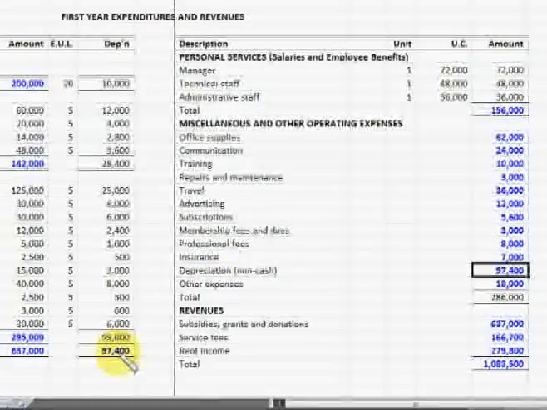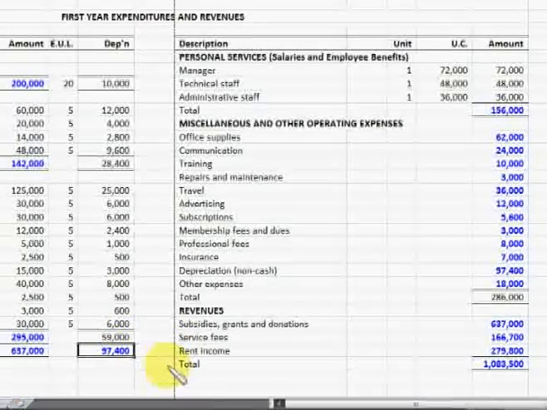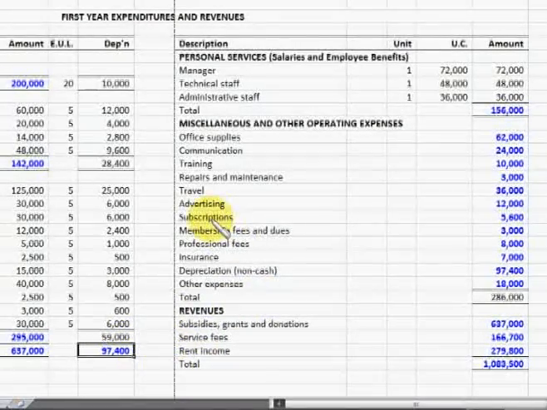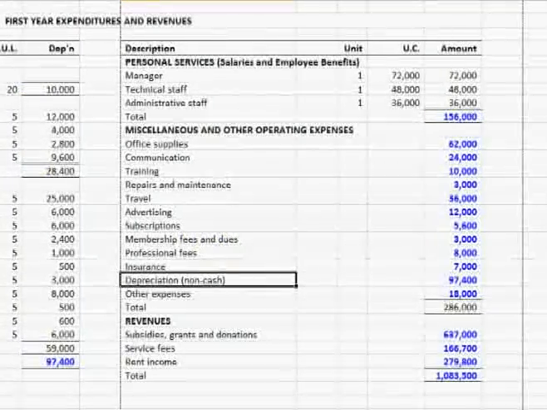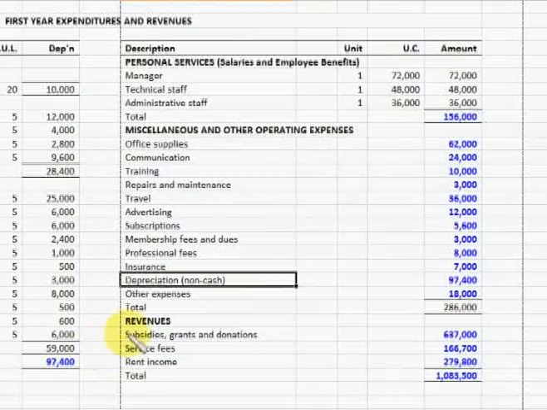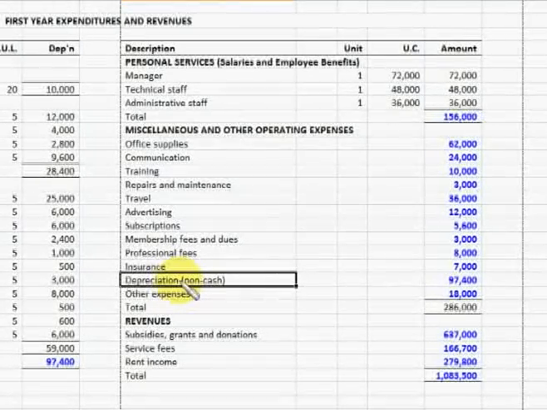97,400, this is the amount, 97,400. For newly established CECs, there is no depreciation actually at the time of preparation of the startup budget, because the depreciation is supposed to be computed at the end of a certain period, like at the end of the month or at the end of the year.